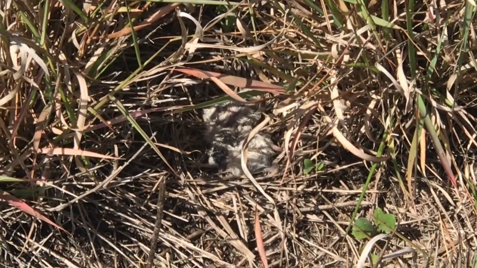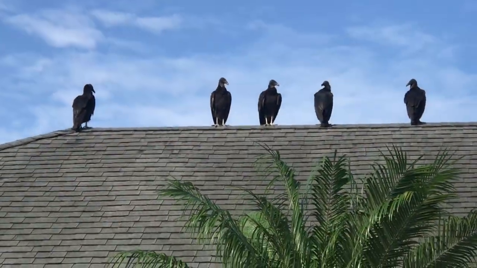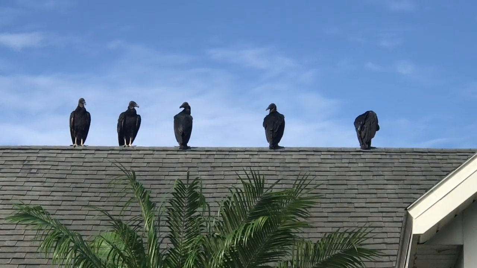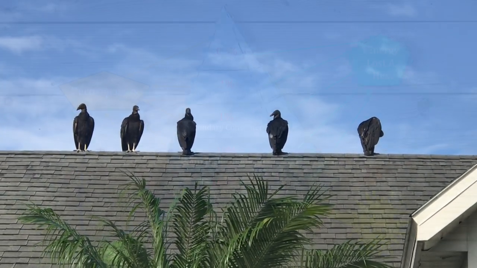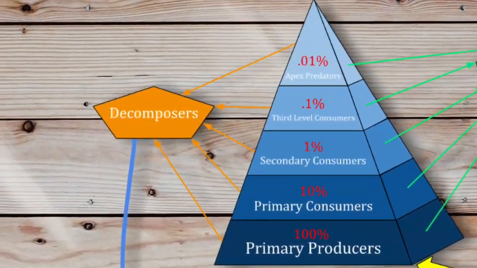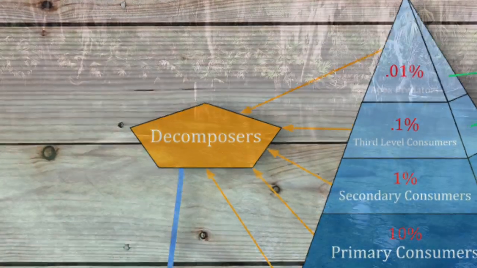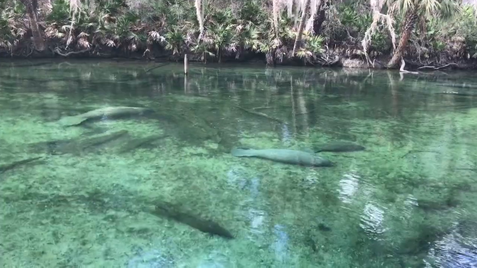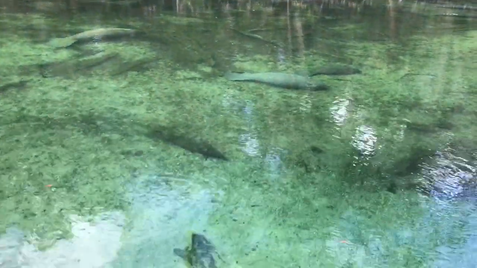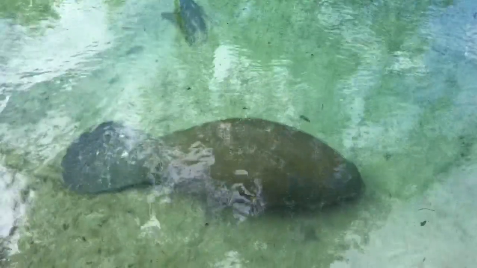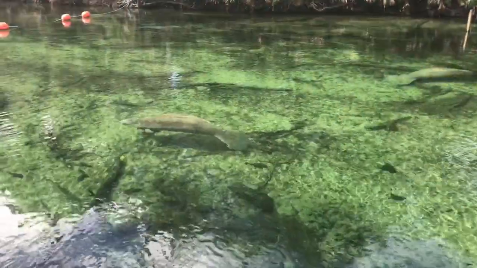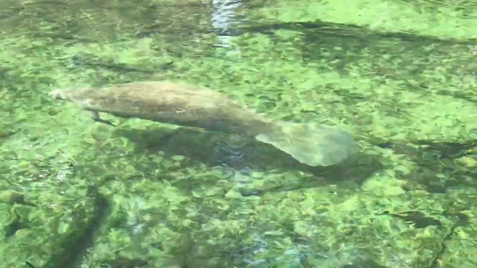What about these guys? My roof was covered with these vultures. Where are they found? Well, they're scavengers. They're kind of in the role of decomposers. Now what about these slow-moving guys? They love this fresh water. That's a Florida manatee, and they just eat grasses on the bottom of the ocean. So what are they?